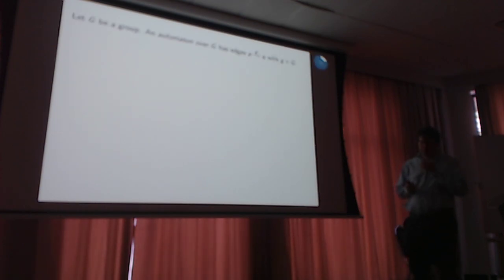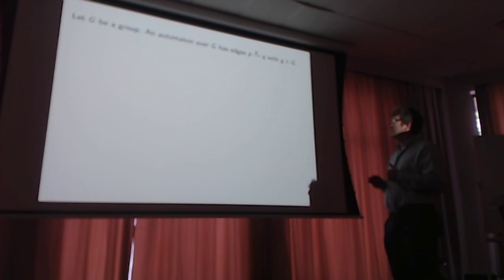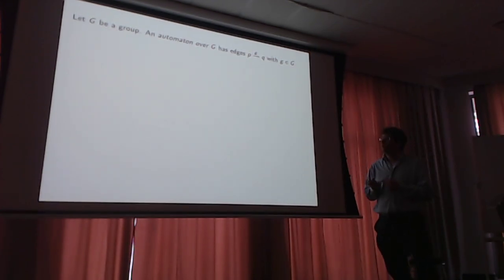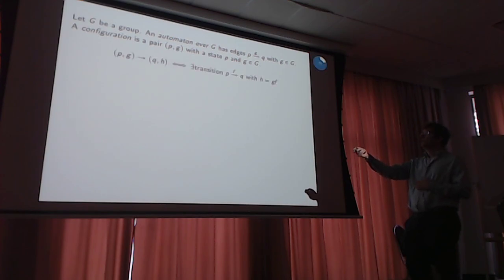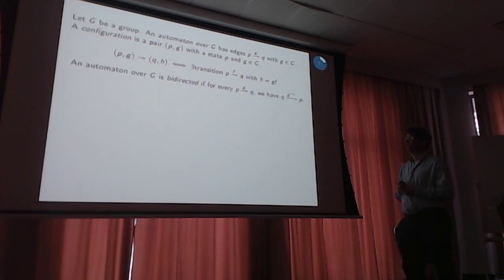So there's also a connection to groups in the following sense. You can look at automata where the edges are labeled by elements of a group. And then we can build configurations which are pairs of states and group elements. And you go one step by just multiplying the element on the edge. That's the natural thing you would do. And then you can call this automaton bidirected if for every edge you have a reverse edge.